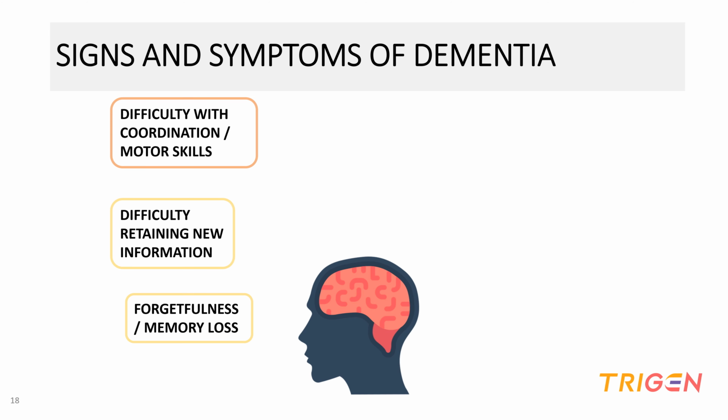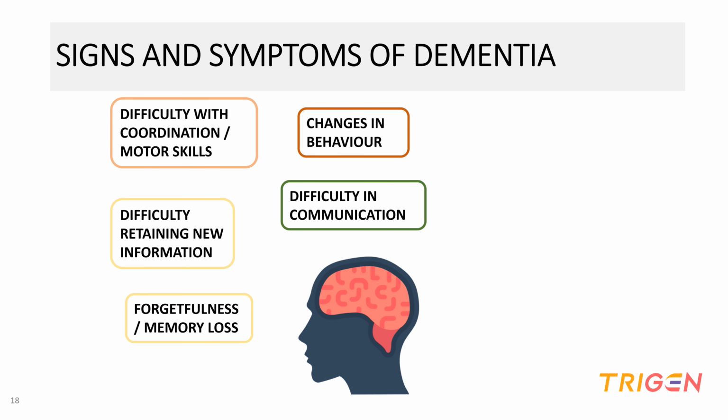Some have difficulty with coordination or motor skills. Tasks like buttoning their shirt or tying their shoelaces become increasingly difficult to complete. Some may have changes in behavior, where one may become increasingly agitated or aggressive. Or they can be anxious or depressed too.